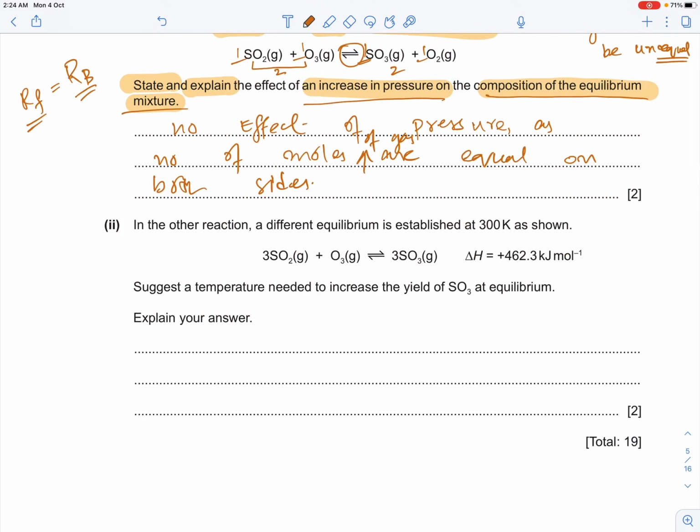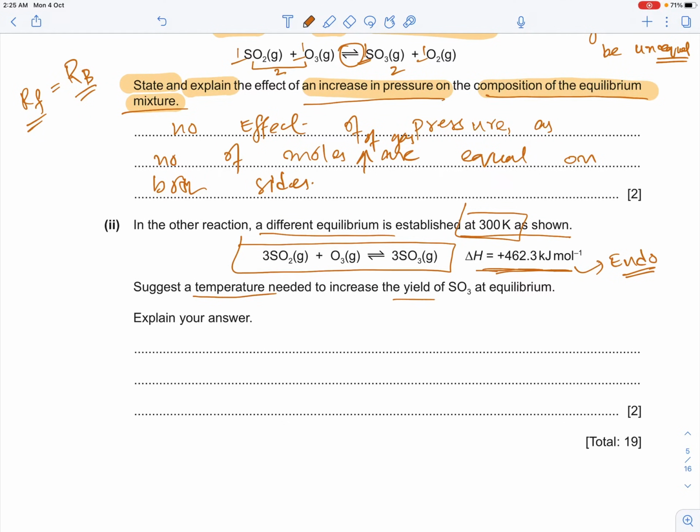All right, and the last part is, in the other reaction a different equilibrium is established at 300 Kelvin as shown. So this is a different equilibrium established at 300 Kelvin, and the delta H for this reaction is plus 462.3. That means this is an endothermic reaction. Suggest a temperature needed to increase the yield of sulfur trioxide at equilibrium.